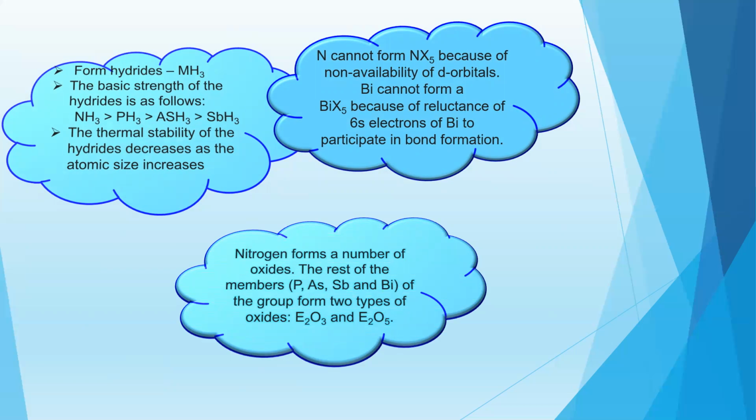Nitrogen forms a number of oxides. The rest of the members of the group form only two types of oxides, that is E2O3 and E2O5, meaning P2O3 and P2O5, where E is used in general for phosphorus, arsenic, antimony, and bismuth.